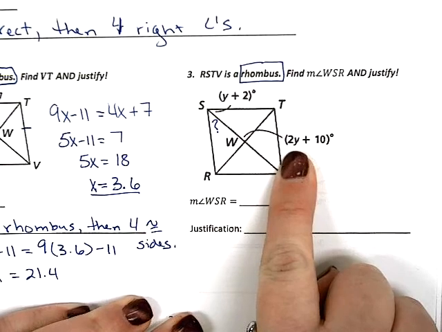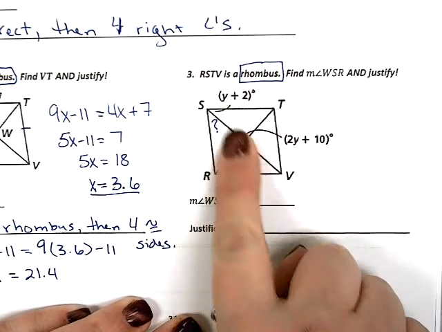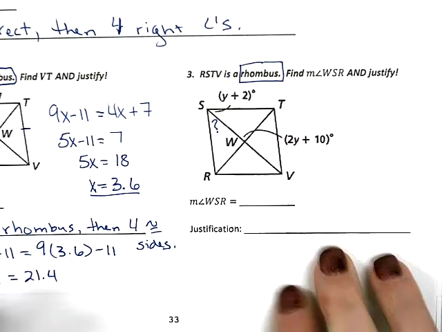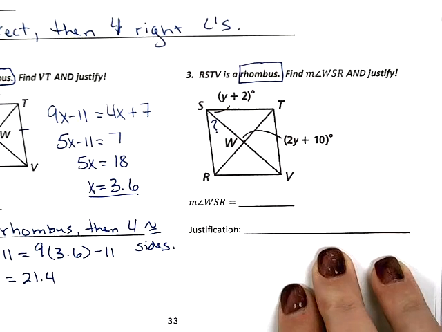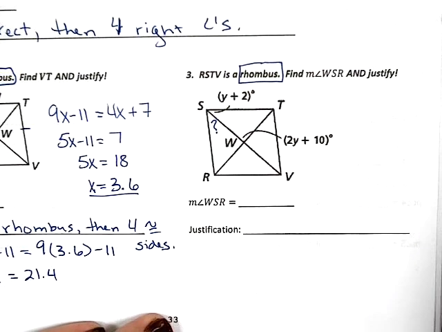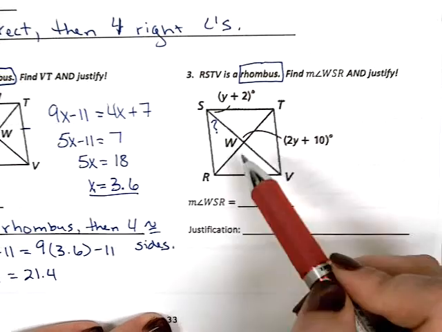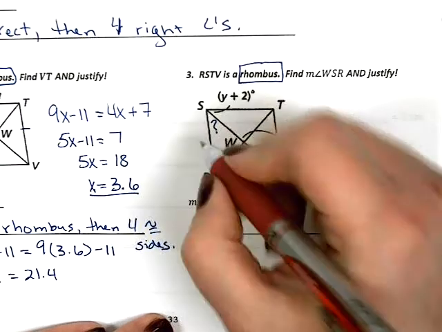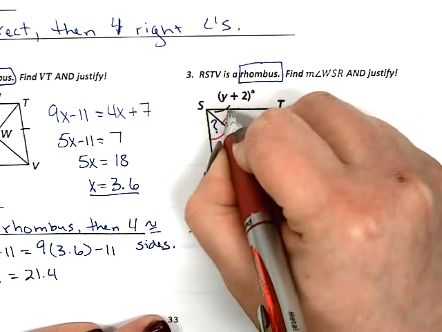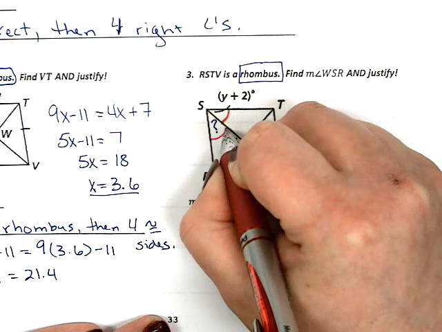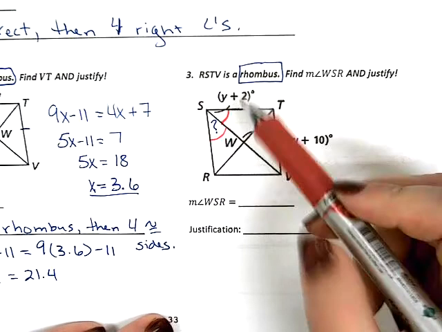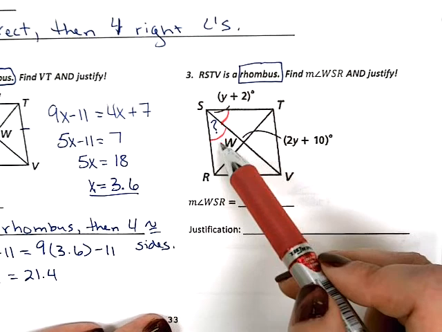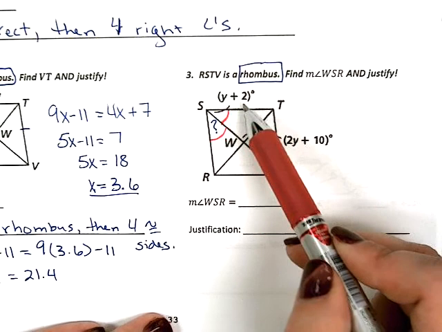I was given that angle TWS is 2y plus 10, and that angle WST is y plus 2. So take a look at your graphic organizer, look at the properties of a rhombus. We've got to think what's going to help us here. The first thing that jumps out at me is that WST and WSR are congruent to each other, because diagonals bisect the angles. Which means if I could figure out what WST is, then I could figure out the one I want. So I've got to figure out how to get that, which means I need y.